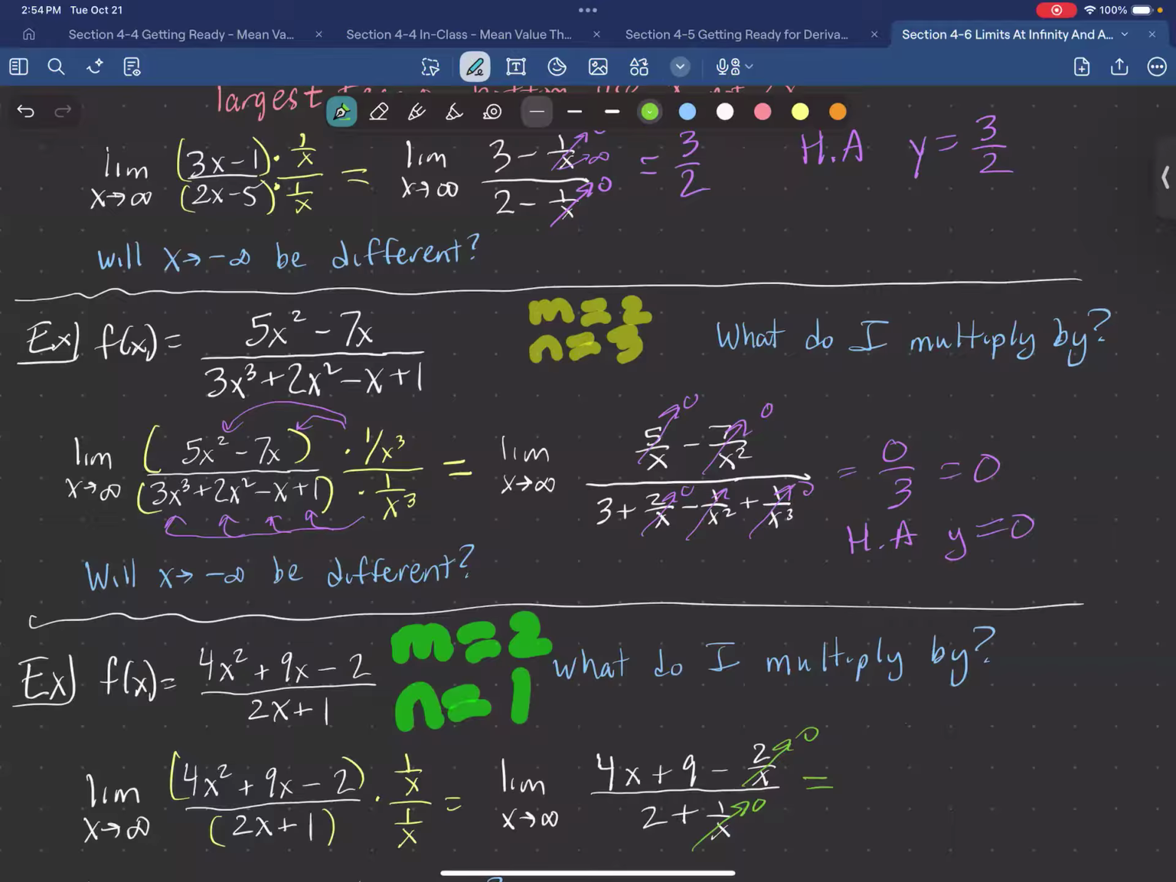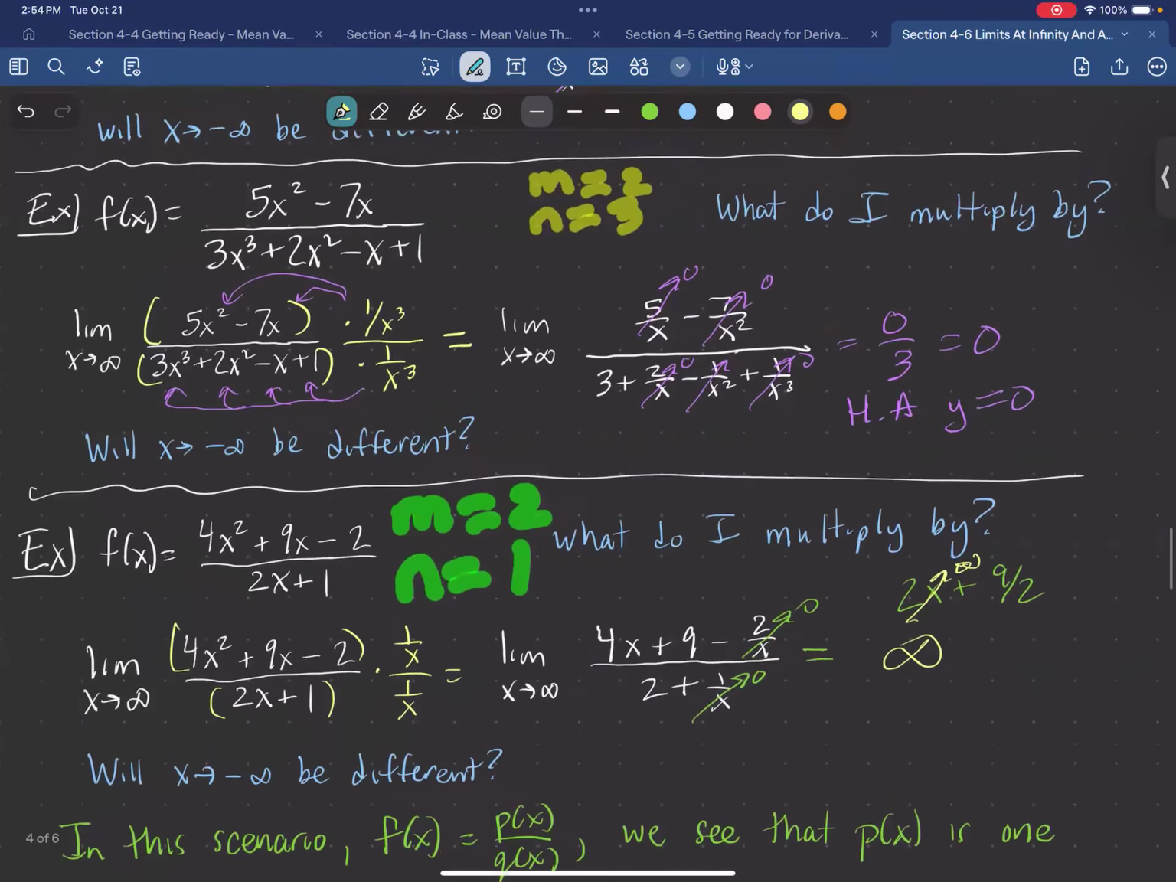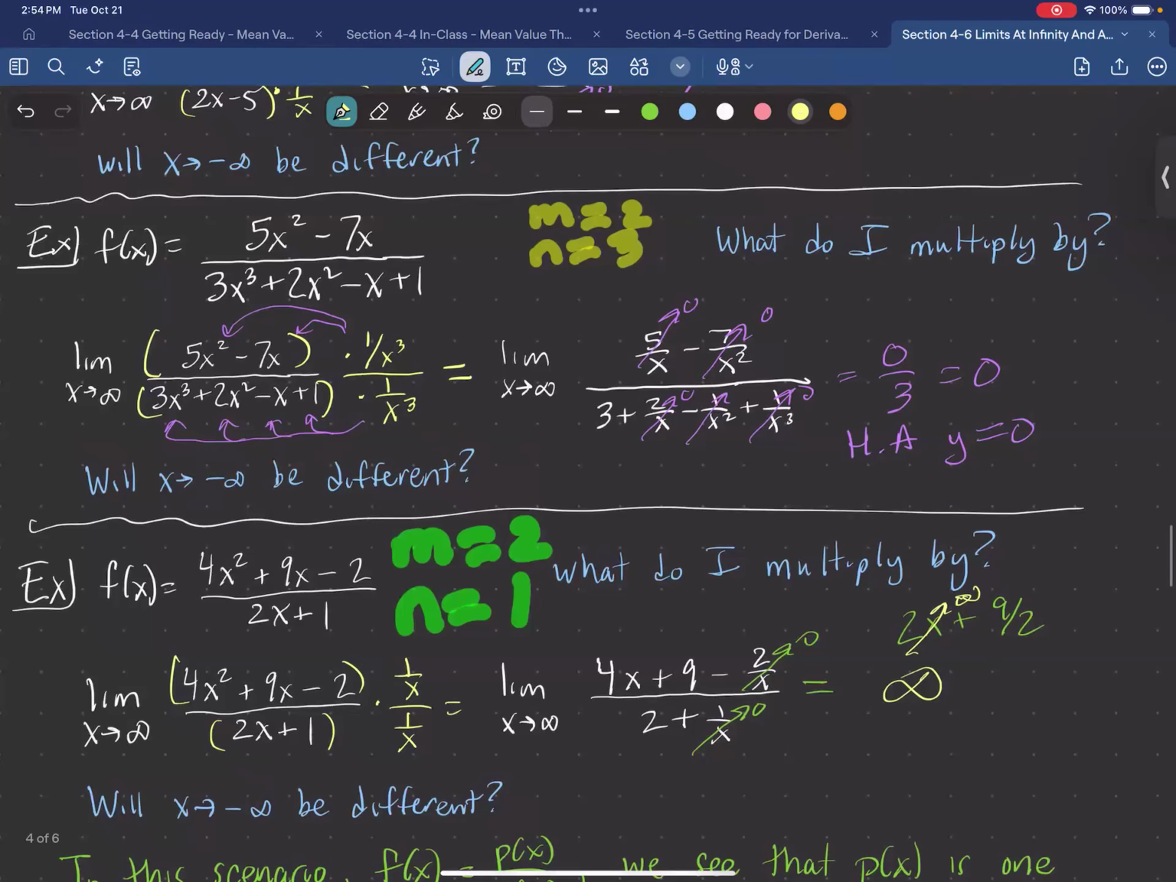So, let's do that as a subset. That kind of looks like 4x plus 9 over 2, but x is going to infinity still. So this will be infinity. The limit will be infinity. Let's take a look at the graph of this one, because this one's a special case. If x is negative infinity, what happens?